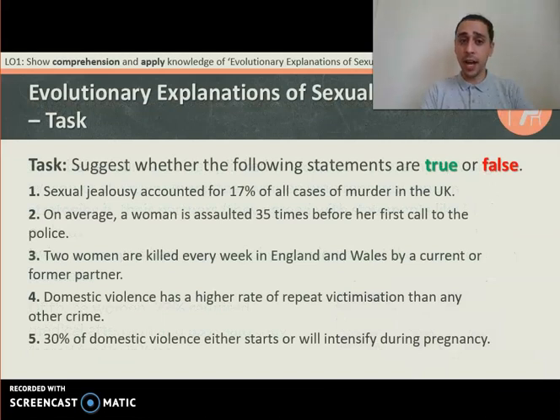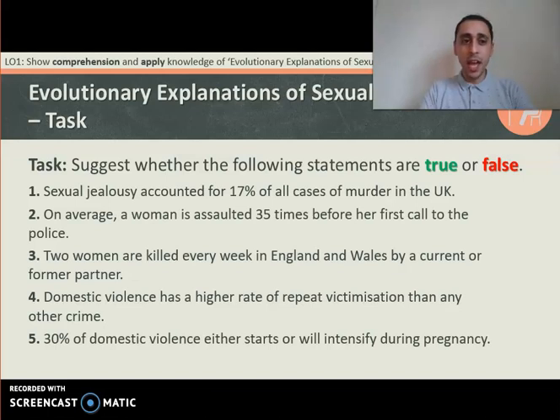Right, here's the task now. Suggest whether the following statements are true or false. There's no way of knowing, but we're going to learn some of these facts if you don't know them. Pause the video, have a little think. Is it true? Is it false? And we're going to go through them now.